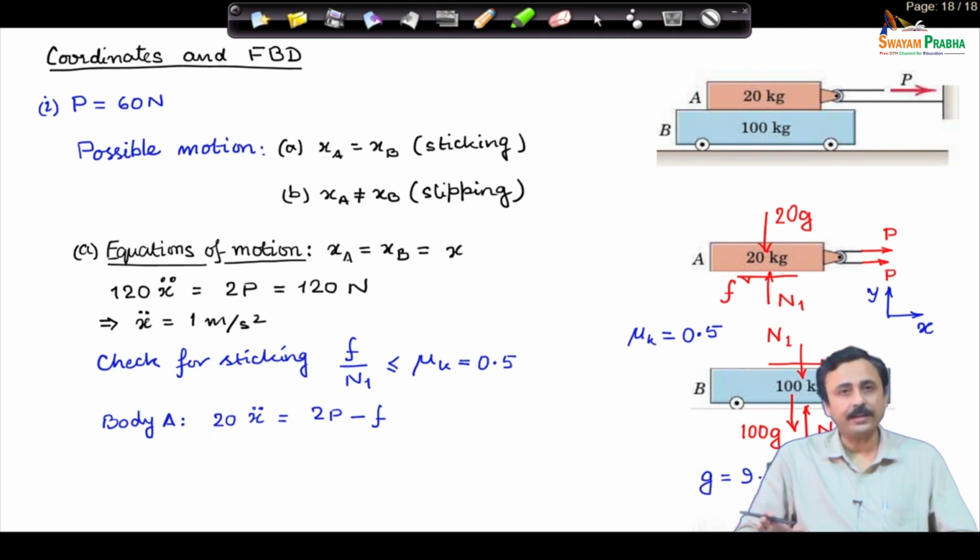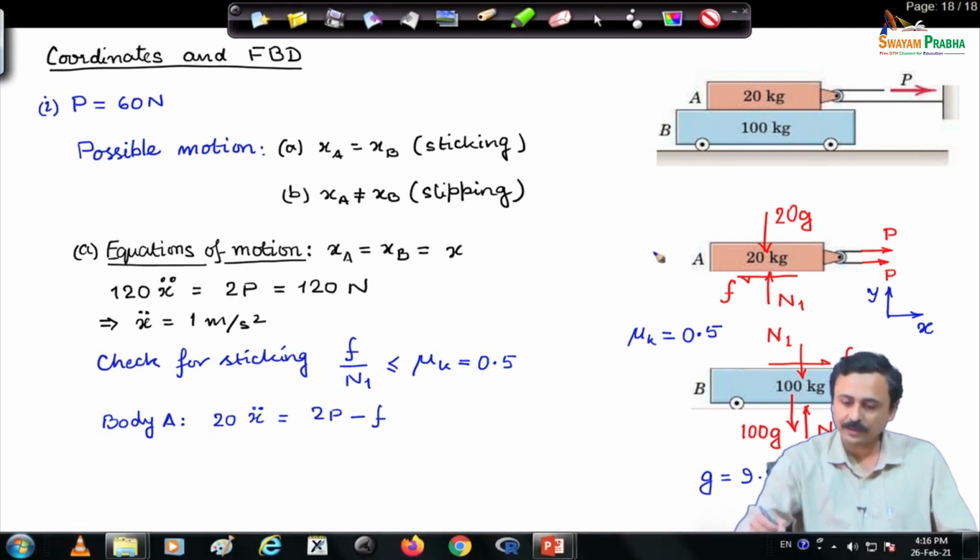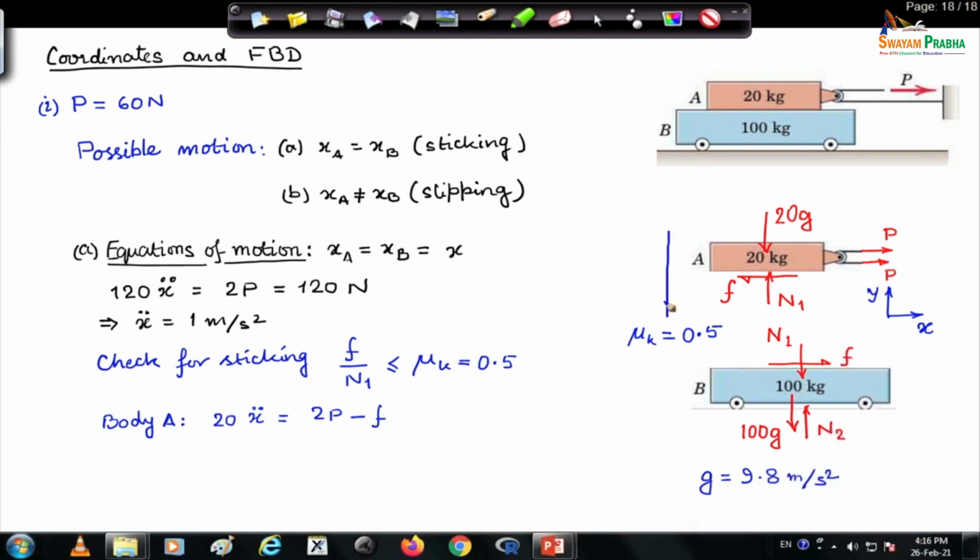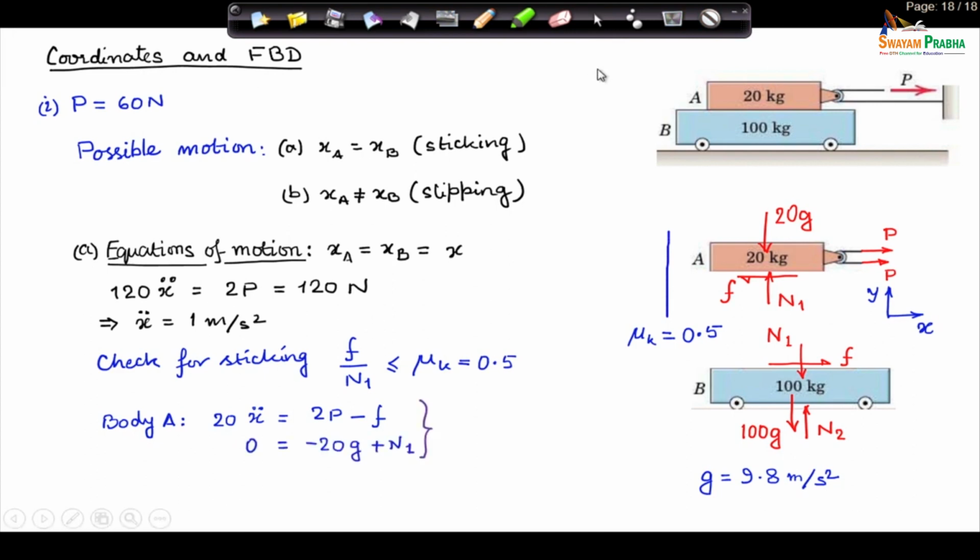For body A, I write down the equation of motion, which is, 20 kg block. So, 20 times acceleration is equal to 2P, the total horizontal force, minus F, that you can check from this free body diagram. This is indeed the equation of motion for the 20 kg block in the horizontal direction. In the vertical direction, there is no acceleration, therefore, 0 must be equal to summation of all forces in the vertical direction.